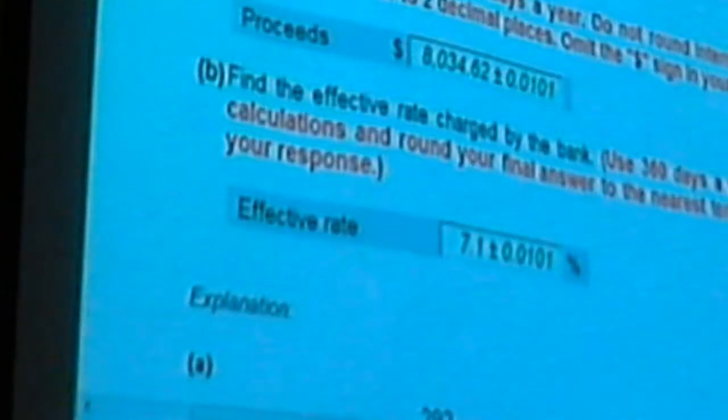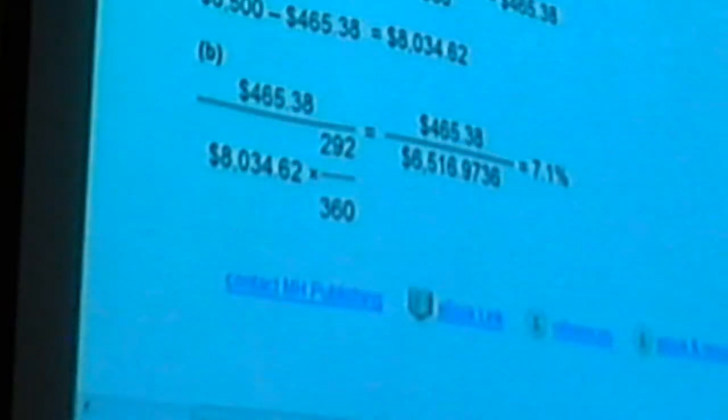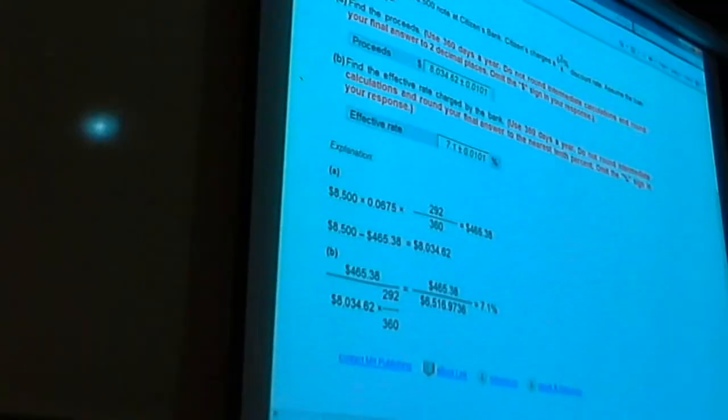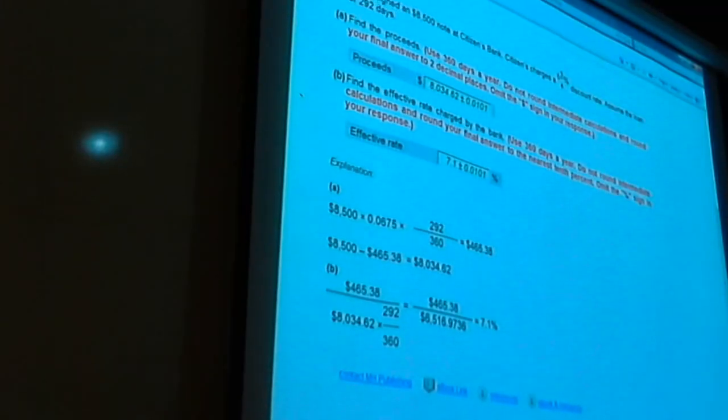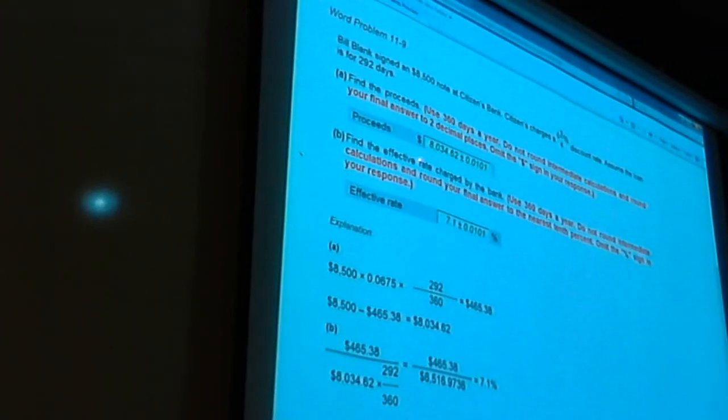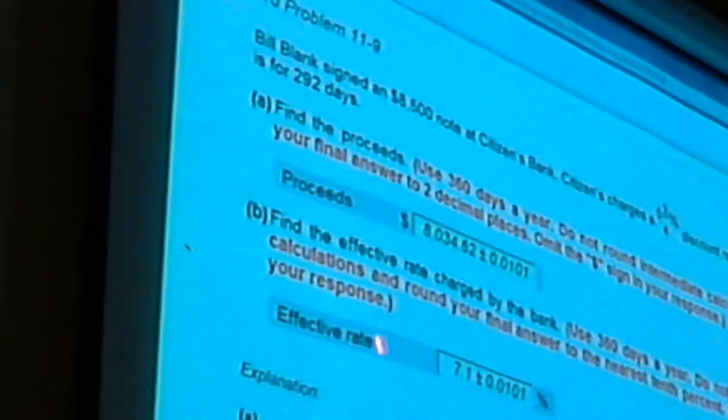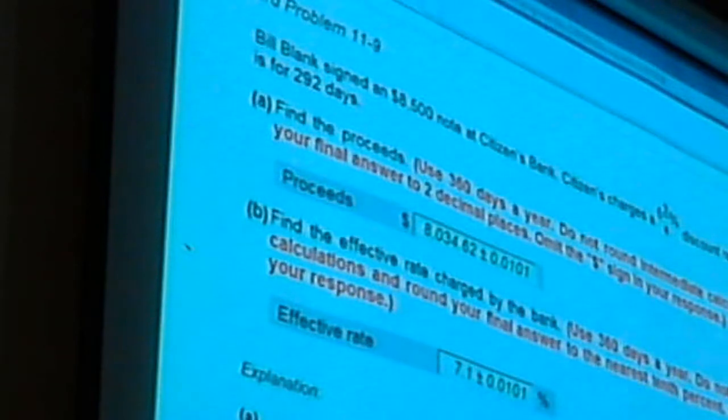The exams are always longer than the quizzes, as you'll notice. They're always longer. I mean, it's 4 chapters. Okay. What are they asking us for here? The proceeds and the effective rate. Did we just do the same thing in the last problem?